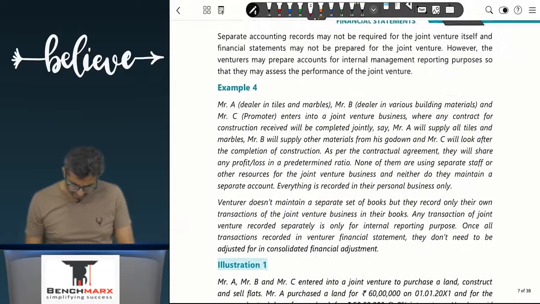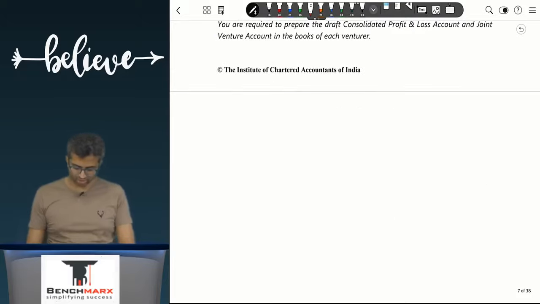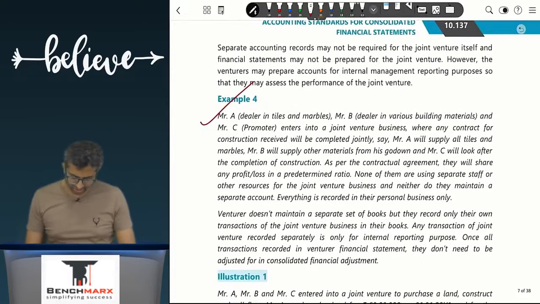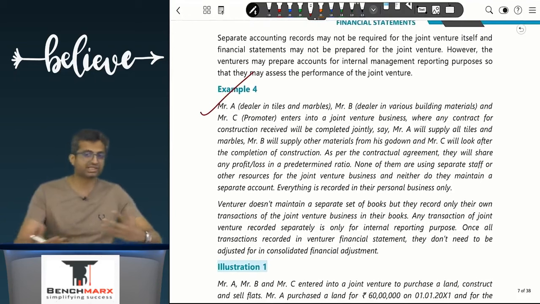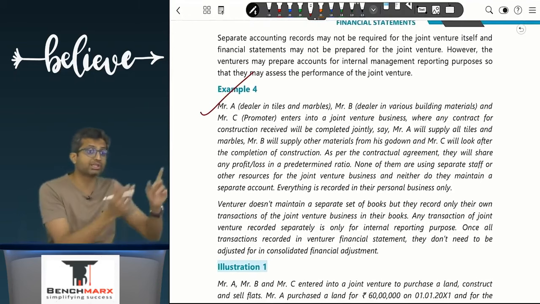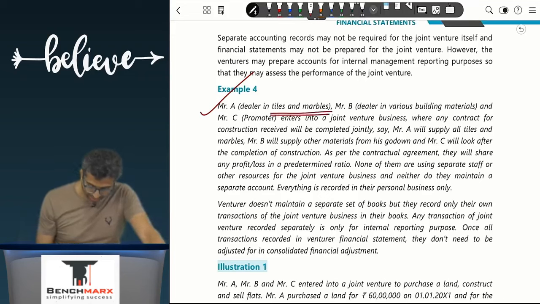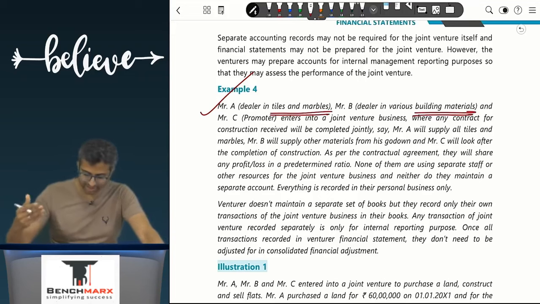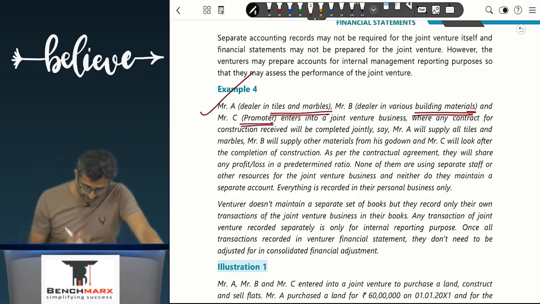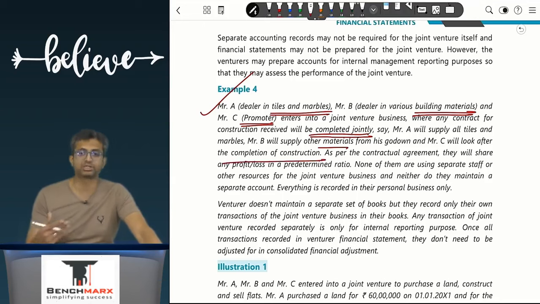Next, example 4 is there on, I think, your page 137. We'll just review this. These are examples. They're just giving you examples. It's not a question and answer, but iske base pe MCQ can be formed. Mr. A, who is a dealer in tiles and marbles, and Mr. B, who is a dealer in building materials like cement, and Mr. C, the promoter, enter into a joint venture business where the contract for construction will be completed jointly. So, A will supply tiles, B will supply materials and C will look after the completion of construction.